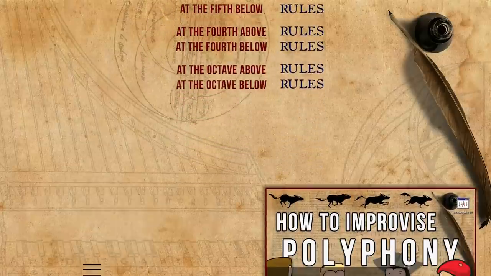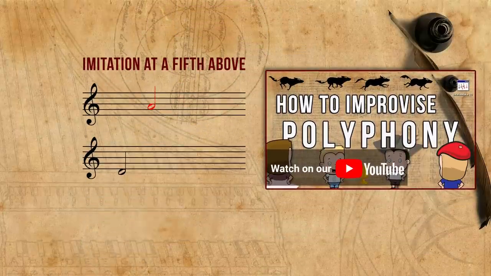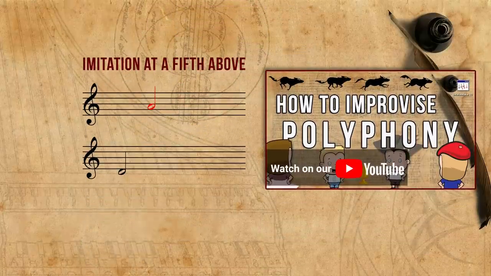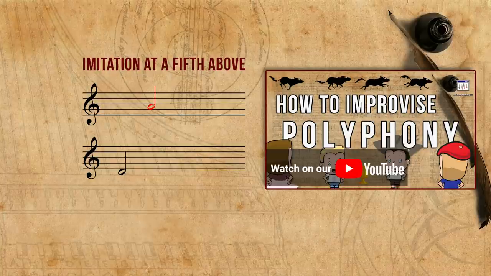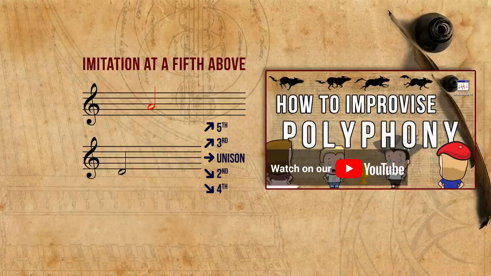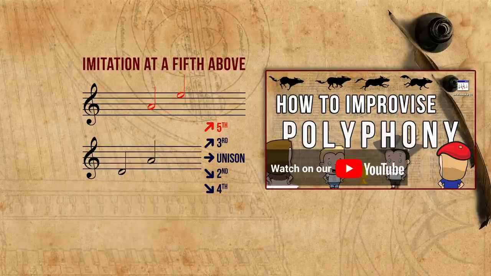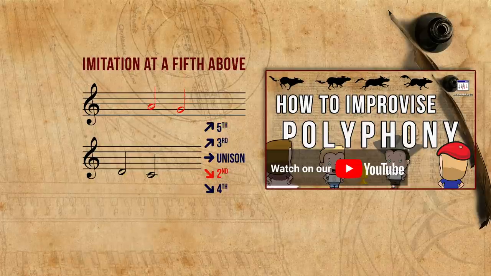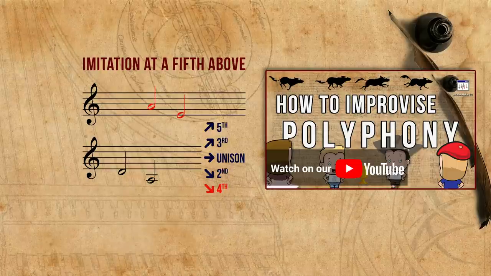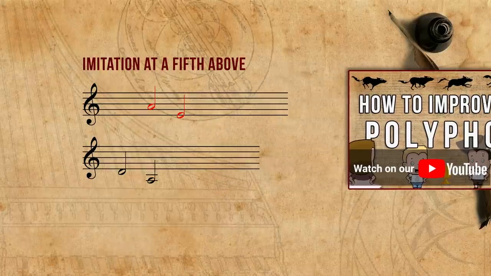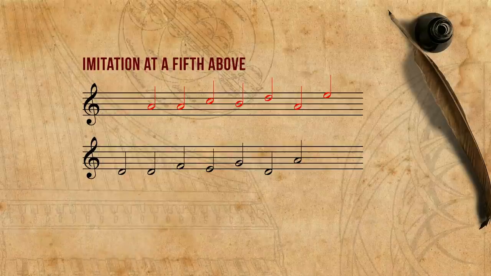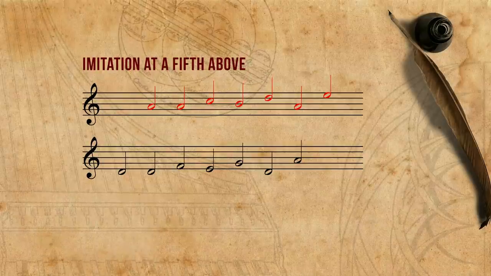For example, in our other episode on the subject, we demonstrated how in an imitation at the fifth above, the first voice has five options: stay in place, ascend a third, ascend a fifth, descend a second, or descend a fourth. If these rules are kept, the result will be contrapuntally correct.